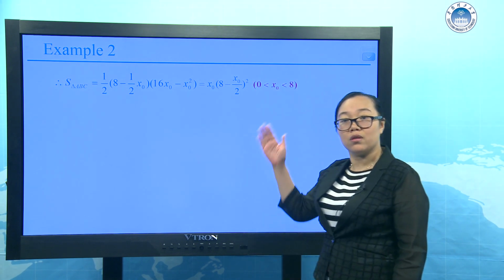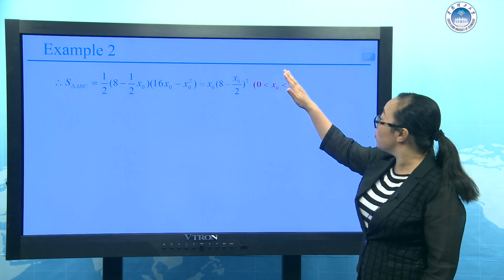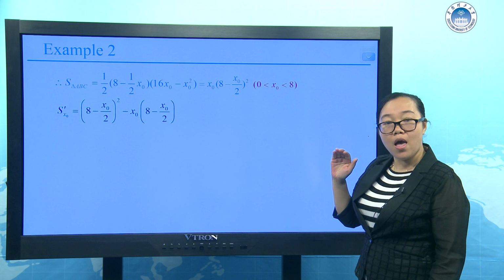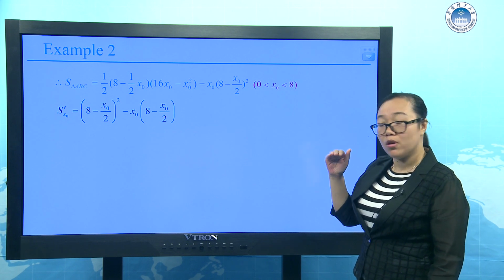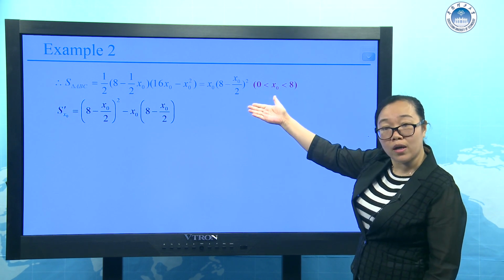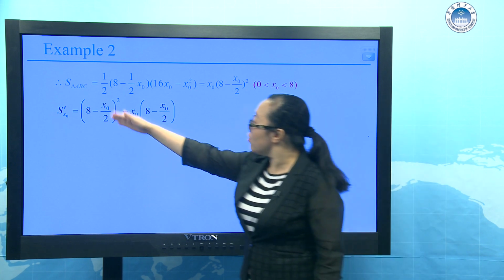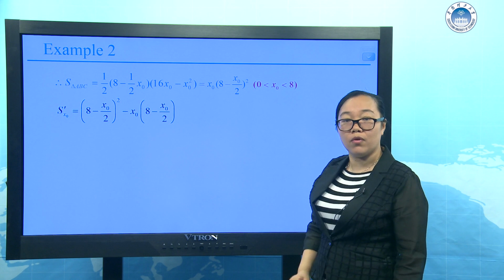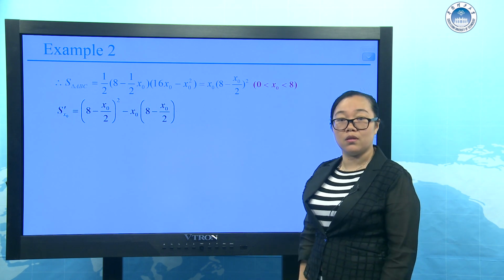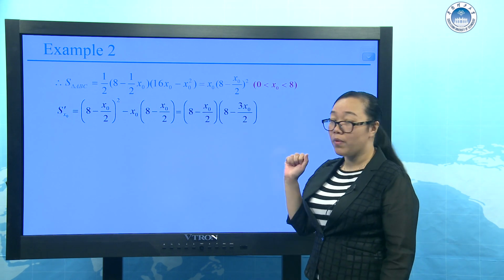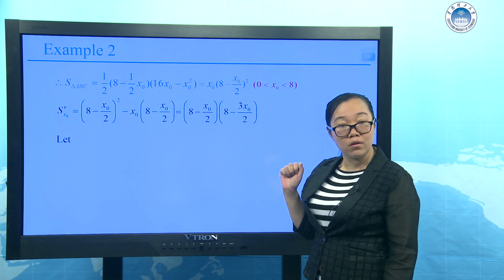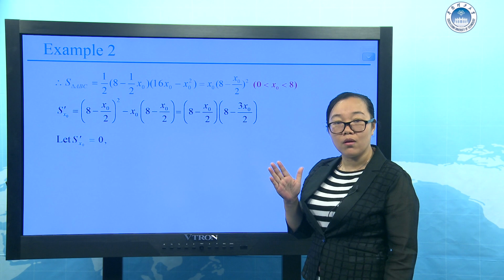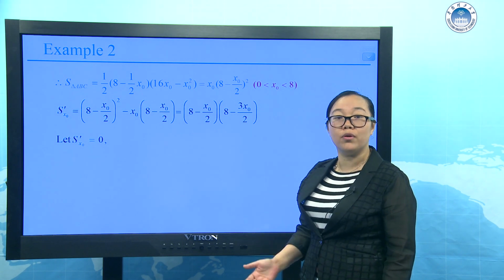Pay attention to the domain: x0 between 0 and 8. And then take the derivative with respect to the variable. What is our variable? Yes, x0. So S prime of x0 equals this expression. We can do it by ourselves. Yes. So now look at this form. Let S prime of x0 equal 0, to try to find the critical points.